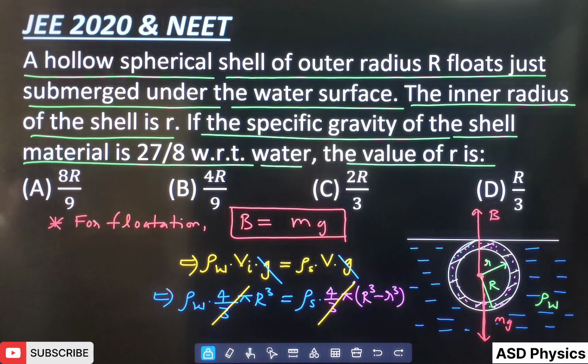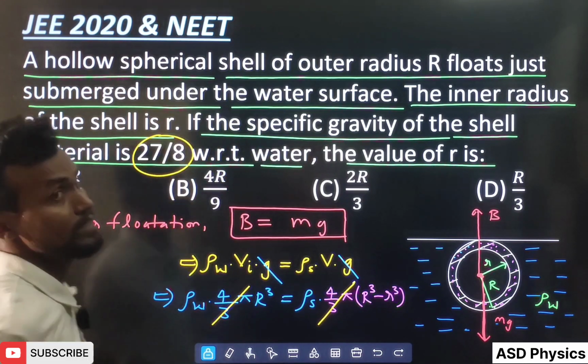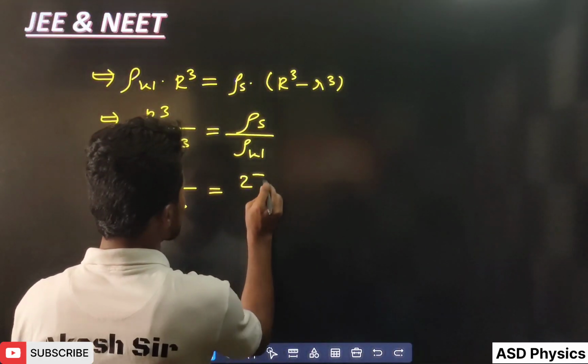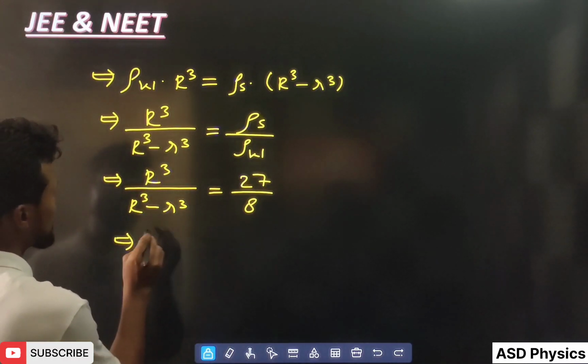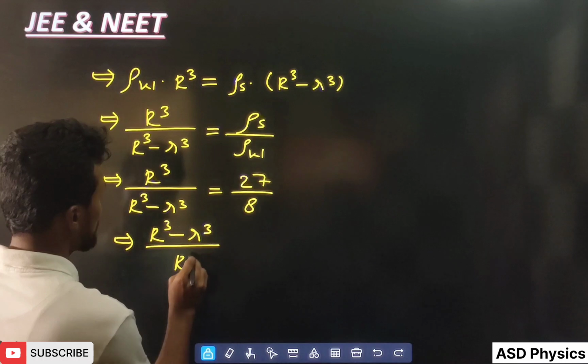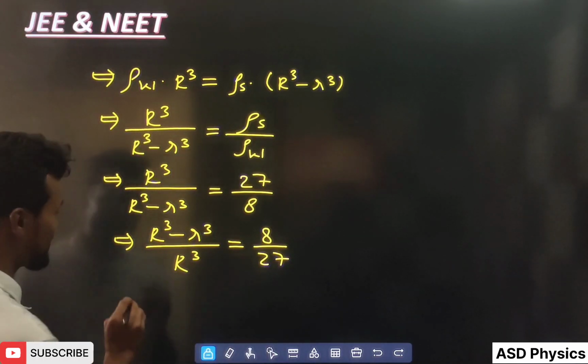The relative density, or specific gravity, is given here as 27 by 8. So I will write 27 by 8. Now if I just reverse it somewhat, (R³ − r³) by R³ is equal to 8 by 27. This is just for simplification.